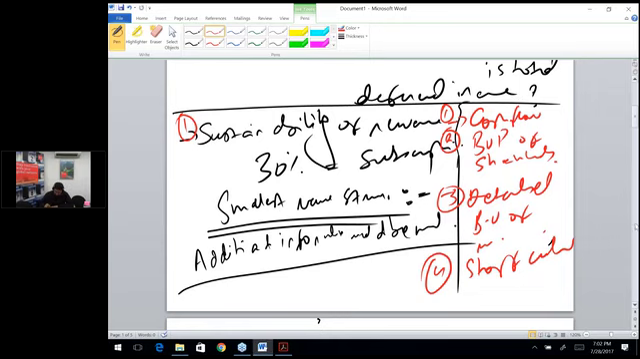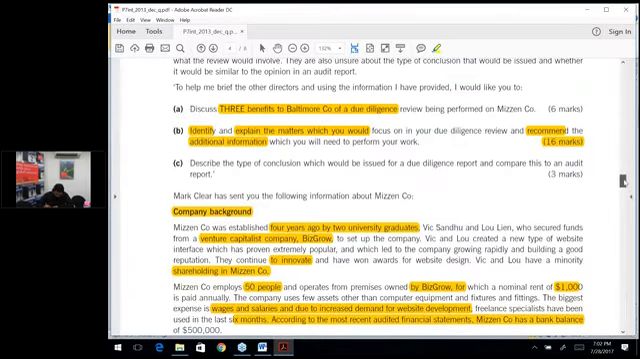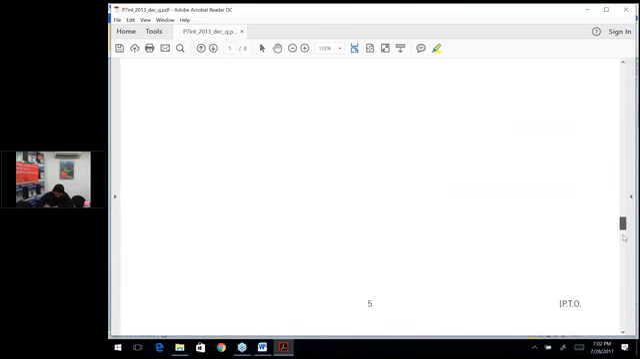Okay, so that is actually about the due diligence which we have discussed. I hope that you don't have any specific queries with respect to this due diligence.